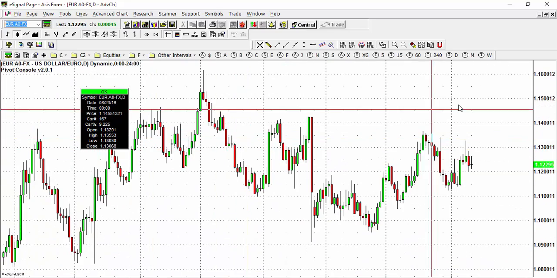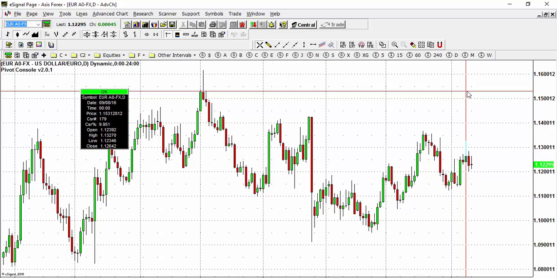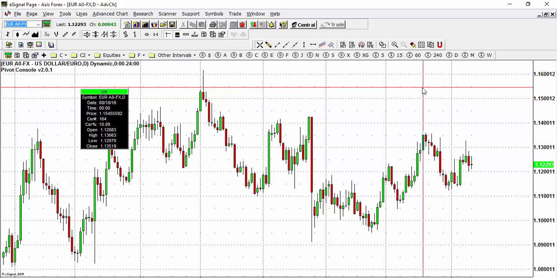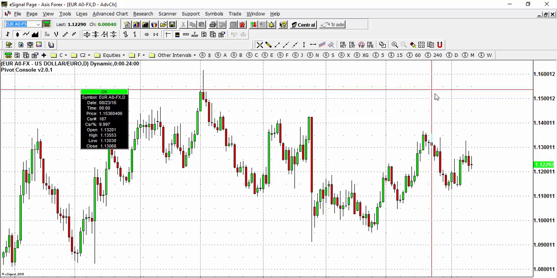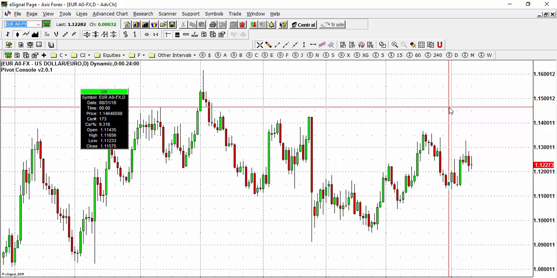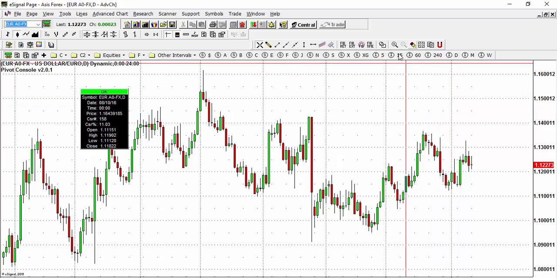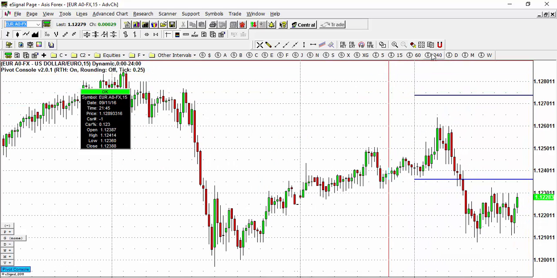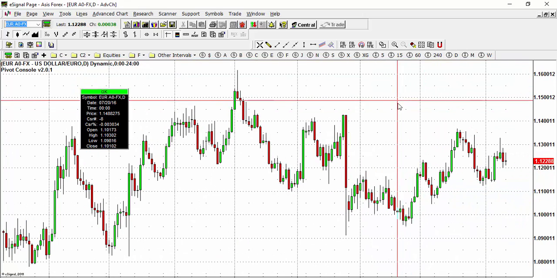If we do close above this 113.27 level, the next area of resistance will be 113.66. And the support area, major support, is at 111.23. So we'll get more clues as to the overall direction of this currency pair depending on which way it closes.